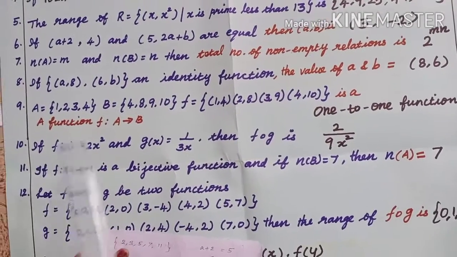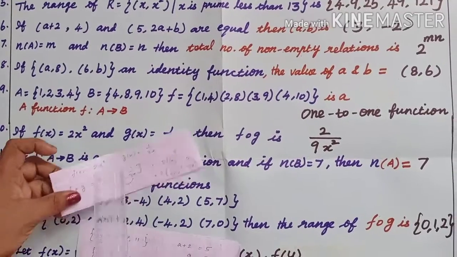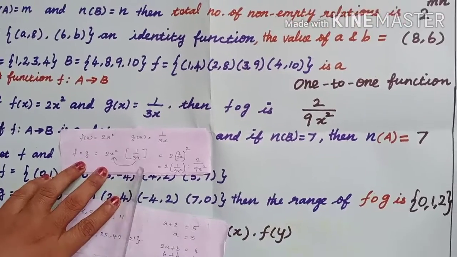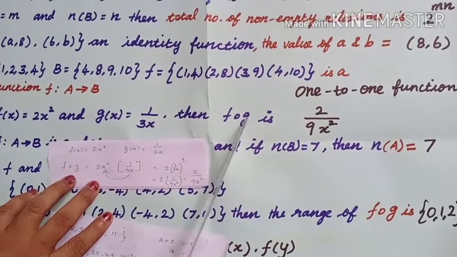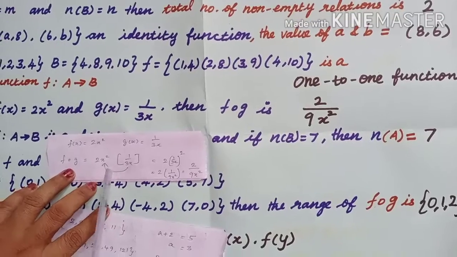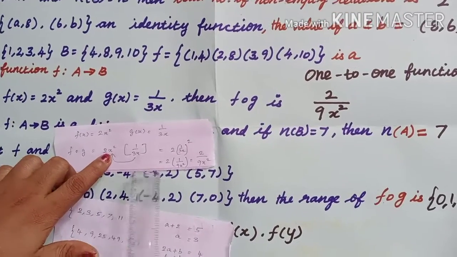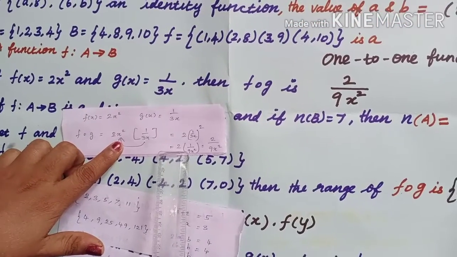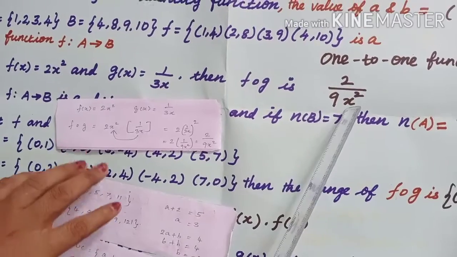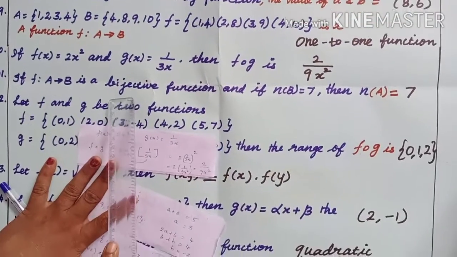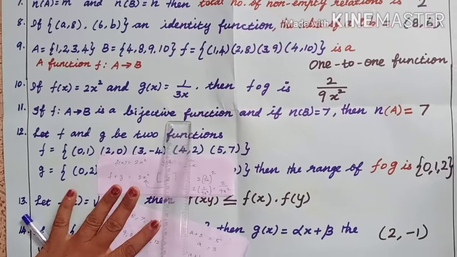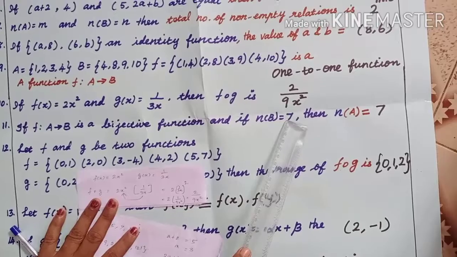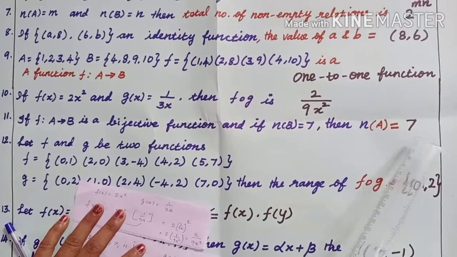So the 10th question: f of x is 2x squared and g of x is given. F compose g. So g is the input to the F machine. You input to the F machine, you will get 2 into the input value squared. After squaring, 2 into 9x squared is your answer. So the 11th question: A to B is a bijective function. For a bijective function, n of A equals n of B. So B equals 7, also A equals 7.